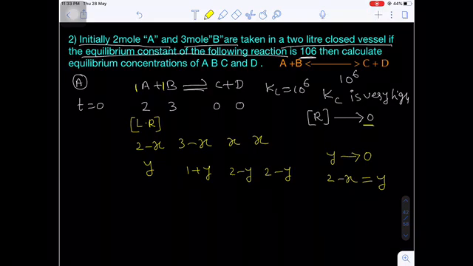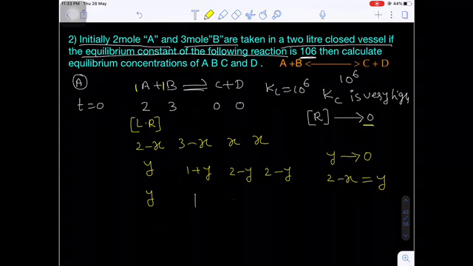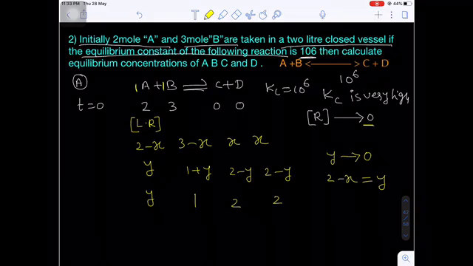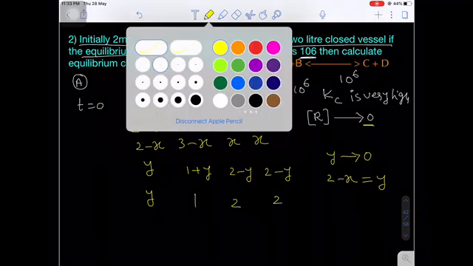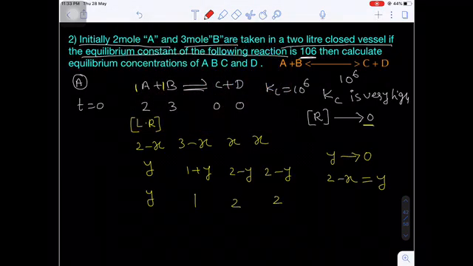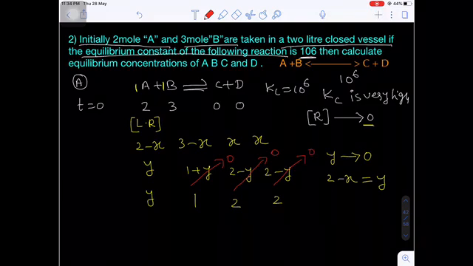Now here, if Y tends to 0, then 1 plus Y, if you add a value near 0, is almost 1. In addition and subtraction, Y is negligible. So here I am writing 2 minus Y, and Y is negligible. Why is Y negligible? Because the concentration is almost tending to 0. So we do not consider the Y value where it tends to 0, but the Y value should be taken here. Are you getting my point?